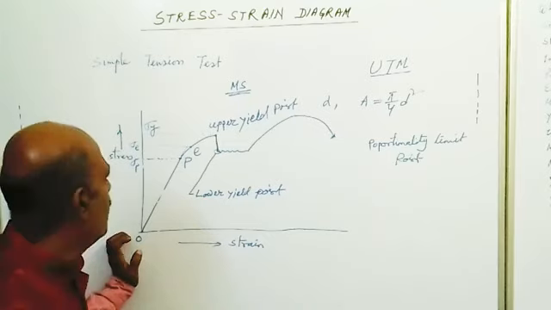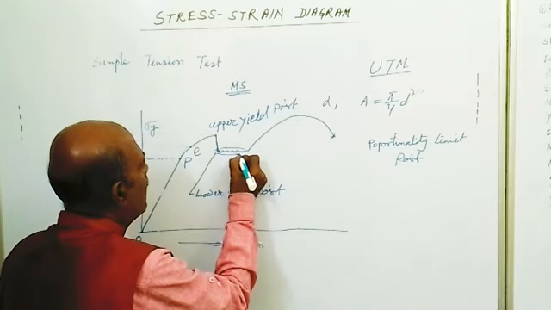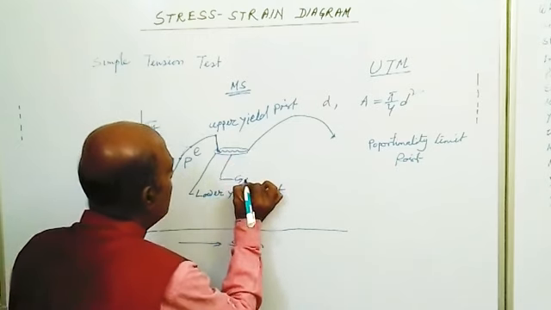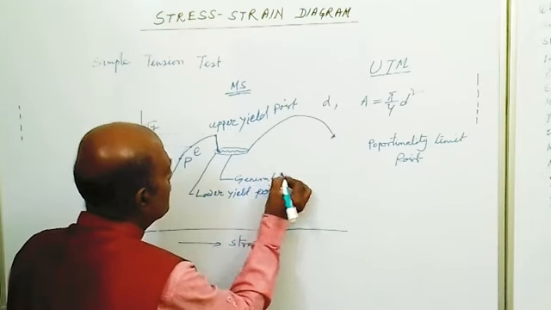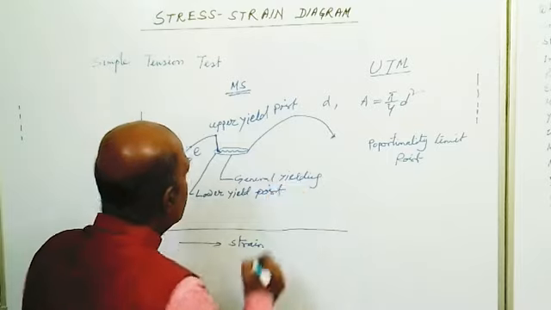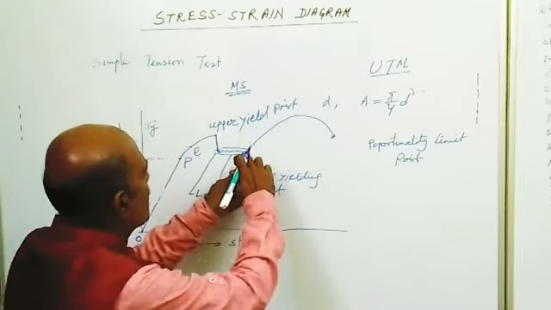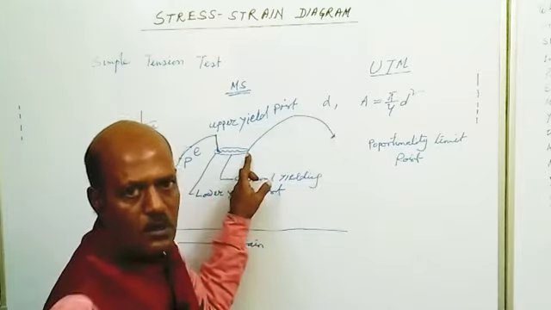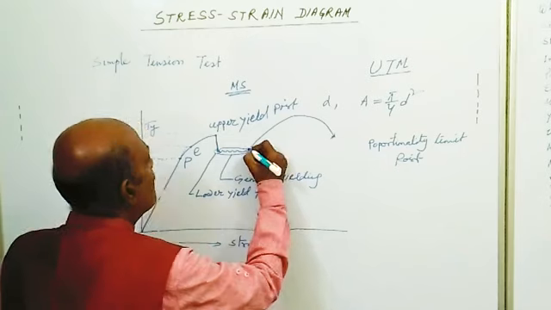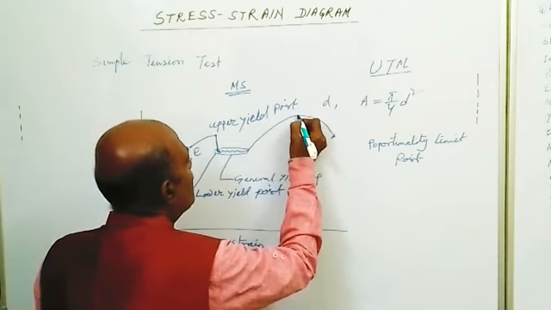Thereafter we will see a sawtooth type formation here, and this is known as general yielding. Once the general yielding is over, the stress required for further deformation, or load required for further deformation, increases from this point up to this maximum limit point.